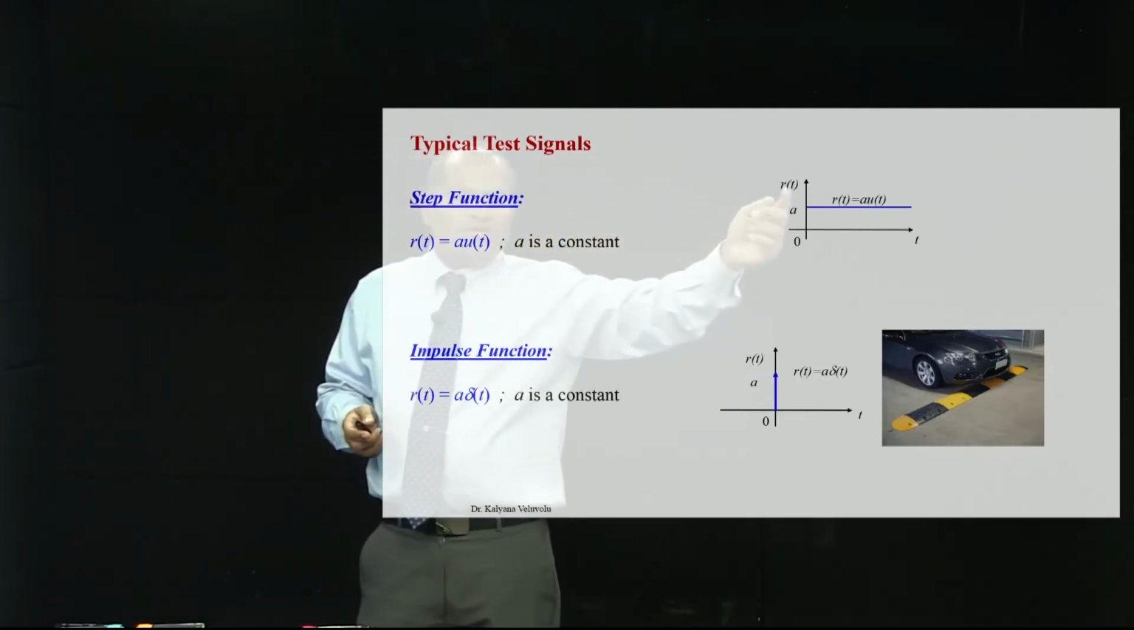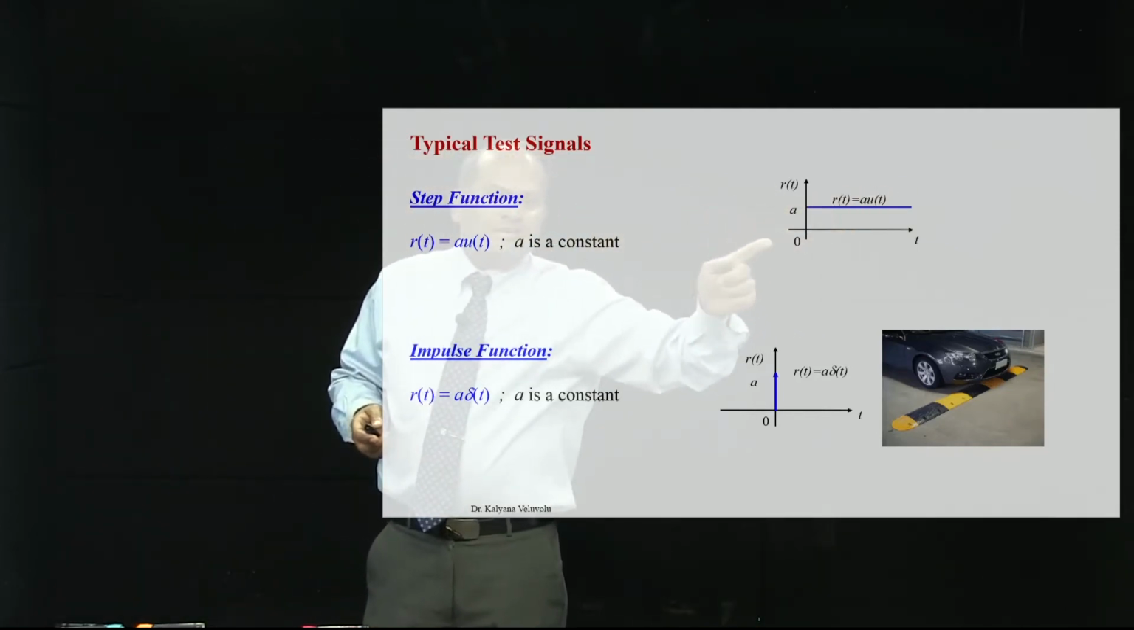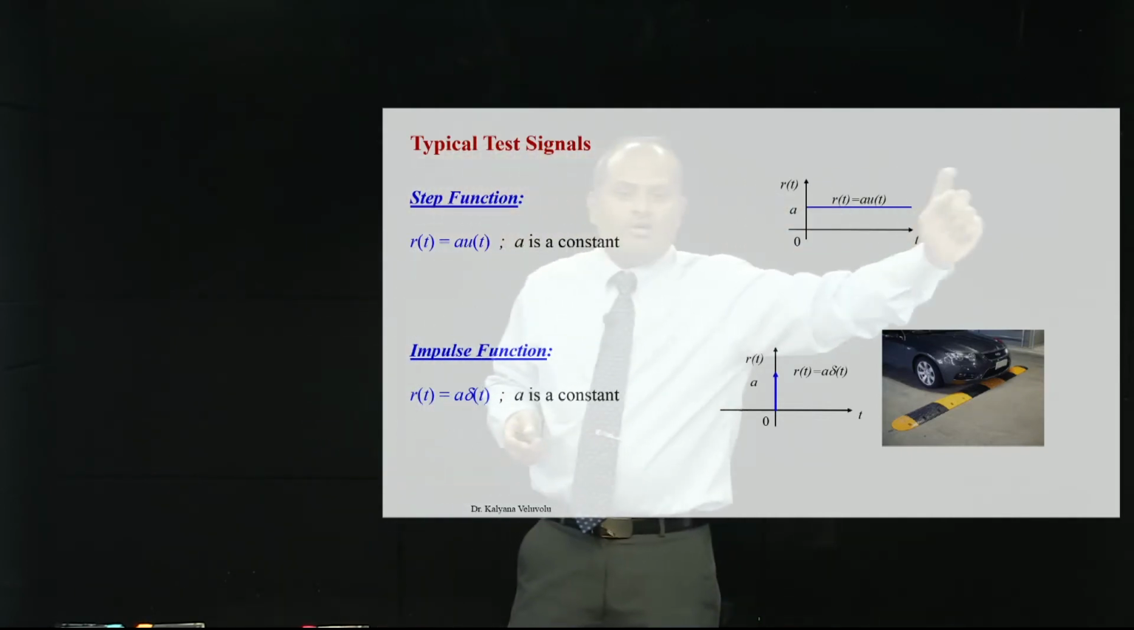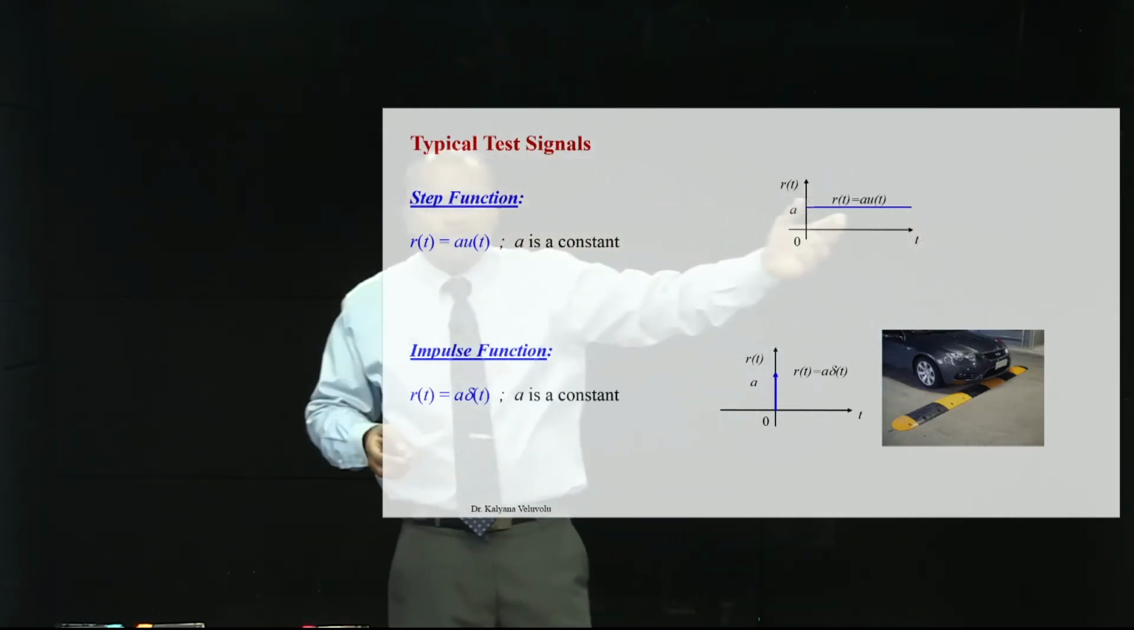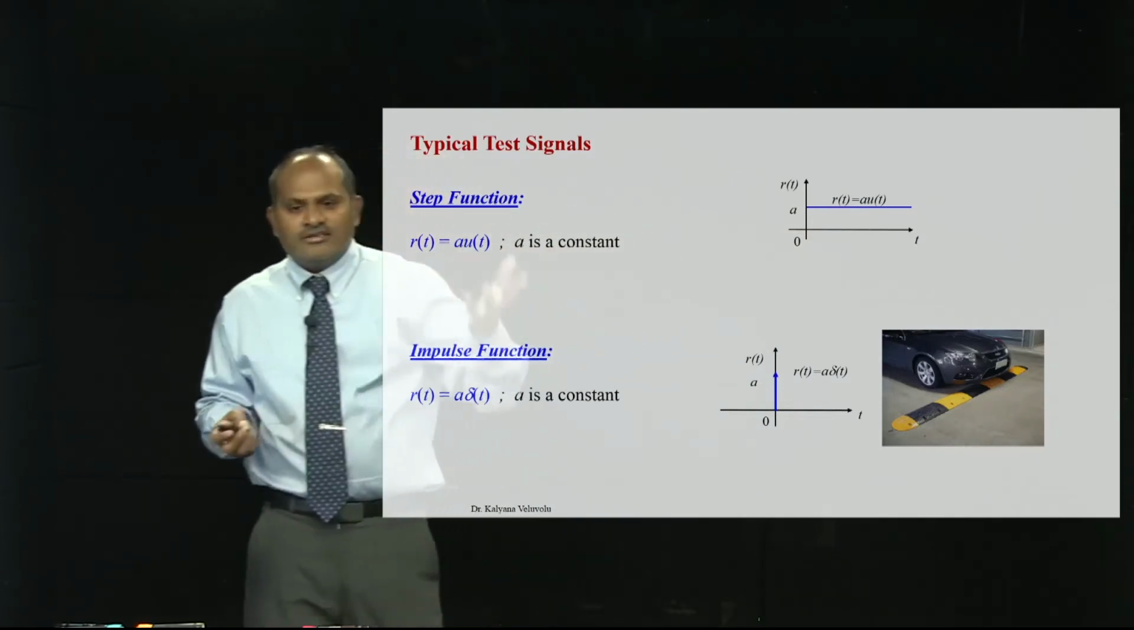The step input is a constant. So, it has no value before t less than 0. After t greater than 0, it has a constant value. The step can be a unit value, 5, 10, anything the step can be.